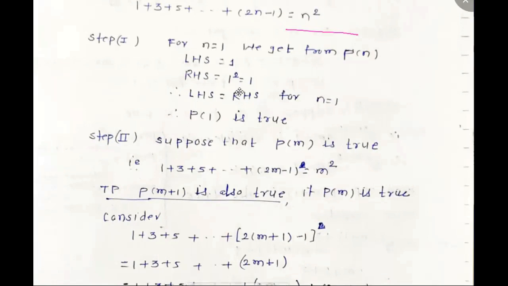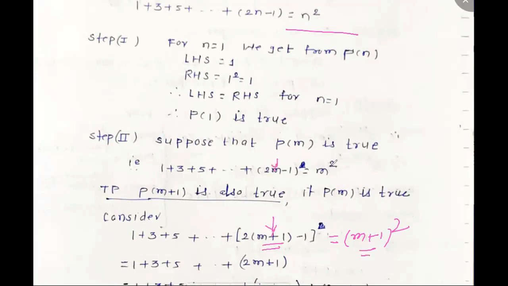So consider, here we write down m plus 1 left hand side. Consider left hand side of this Pn for n equal to m plus 1. So 1 plus 3 plus 5, up to 2 times m plus 1 minus 1. So what is the meaning when we say that it is true for m plus 1? We have to show that this sum is equal to m plus 1 square, because instead of n now it is m plus 1, right?